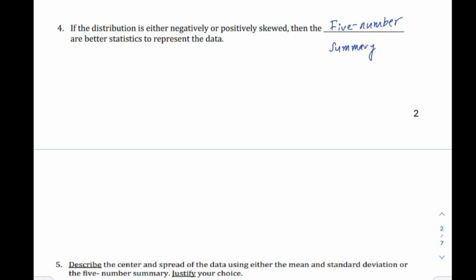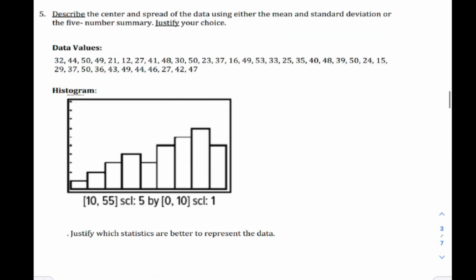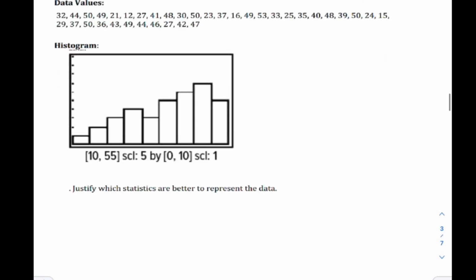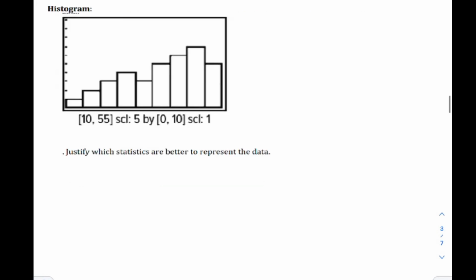And if you have a data distribution and you find that it is negatively or positively skewed, then it would be better for you to find the minimum, Q1, Q2, Q3, and the maximum. Describe the center and spread of the data using their mean and standard deviation or the five-number summary. As you see here, this is the set of data and it is represented in this histogram. For this histogram, we can see that fewer data will be to the left, and this means that this is negatively skewed.